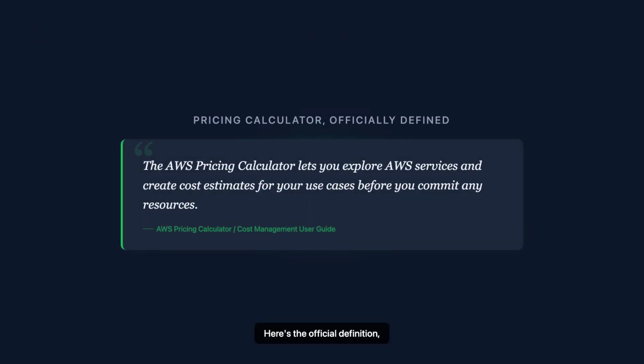Here's the official definition, and the key phrase is at the end. The Amazon Web Services pricing calculator lets you explore Amazon Web Services services and create cost estimates for your use cases before you commit any resources. Before you commit any resources, that single phrase is what separates this tool from everything else we've covered. Nothing has to exist yet for the pricing calculator to work.